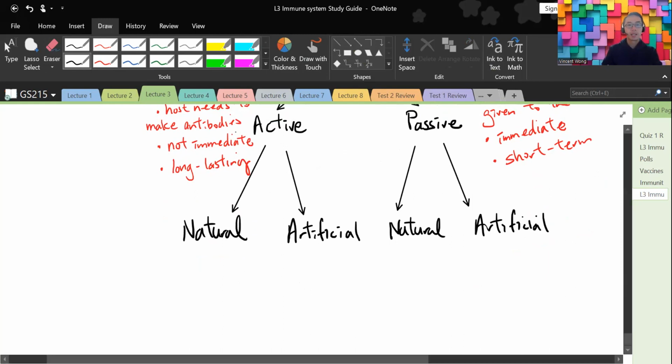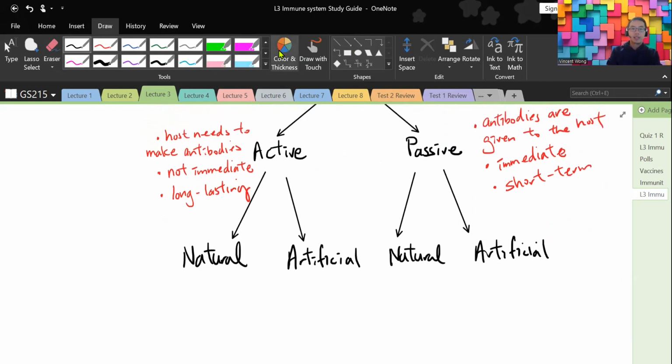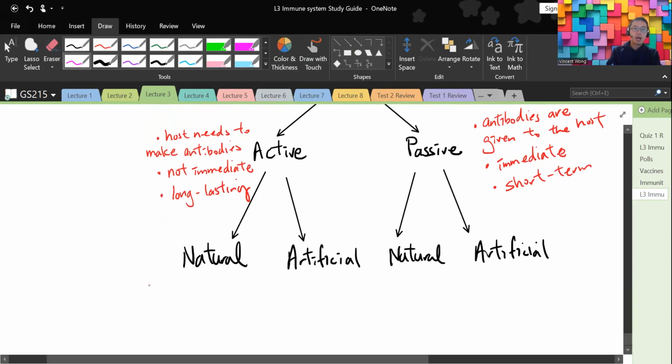An example of natural active immunity is an experience that we all have. We got sick from some bacteria or some virus. Let's say you got the chicken pox, my favorite example. You got chicken pox, you got sick from it, and then you recovered and now you are protected.